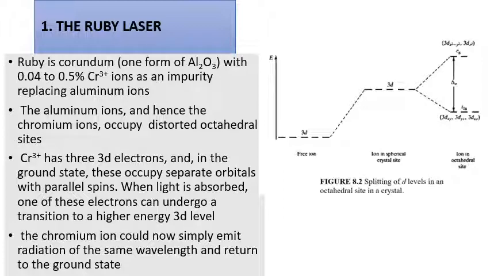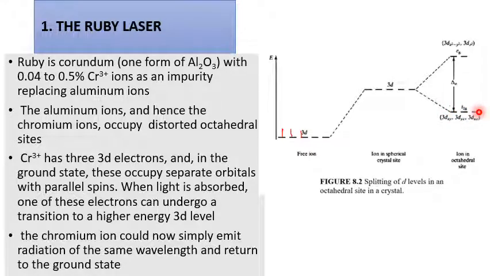So the chromium which is present in the ruby laser as an impurity has 3 electrons, and this is the crystal field. This is the splitting of the d level in an octahedral site in a crystal. You have studied it in crystal field theory. These are triply degenerate orbitals and these are doubly degenerate orbitals. In the ground state, the 3 electrons of chromium will be here.